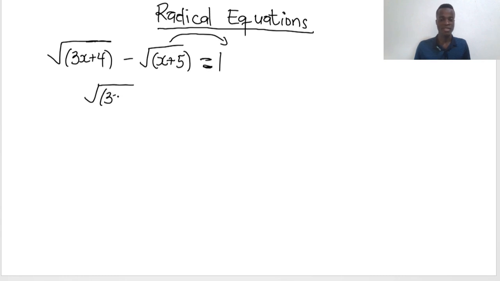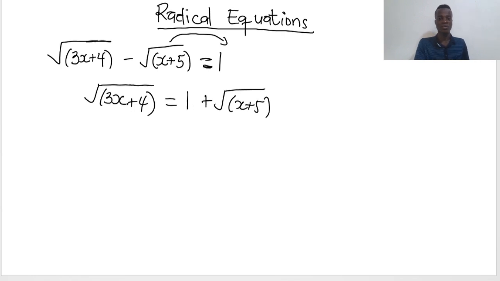So you have 3x plus 4 will be equal to, so I'm sending this whole entire square root to the other side. So it's minus here, so it becomes plus square root of x plus 5. Now in this case, you can see that you have one square root component on one side, right? So in this case, after doing that, now we can square both sides. So let's square both sides.